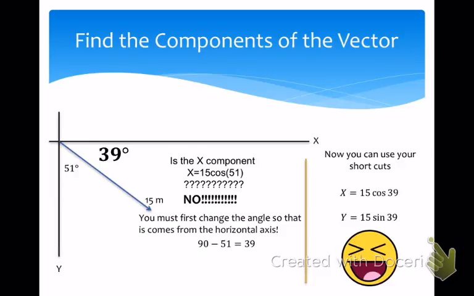All vectors work the same. It doesn't matter if it's a distance vector or a force vector or a velocity vector. Find the components, use your trigonometry to combine the vectors. Now, I guess the one catch here is, can I add a distance or a displacement vector to a velocity vector? No, right? You can't do that. They're not the same. They have to be the same type of vector.